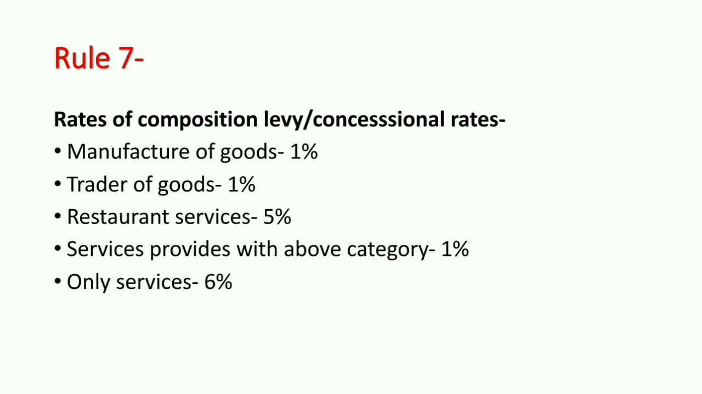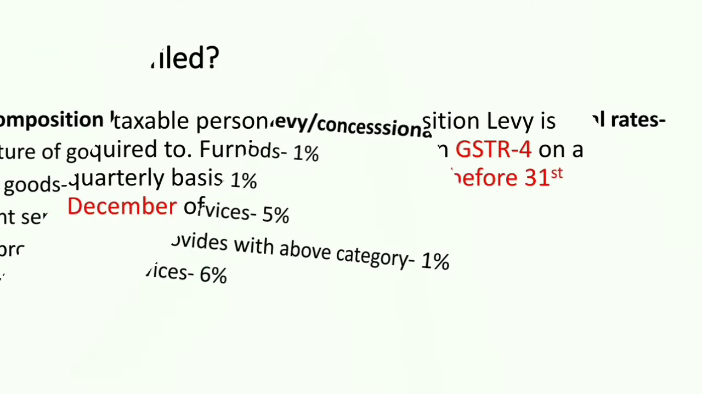Then it's about Rule 7. Rule 7 is about the concessional rates under the composition levy scheme. In case of a manufacturer of goods, 1% is applicable. In case of a trader of goods, 1% is applicable. For restaurant services, 5% is applicable. Services provided along with the above category means if we are providing any other services along with restaurant services, then a 1% additional tax concessional rate will be applicable on us. And if we are supplying only services, then a 6% concessional rate is applicable on us.